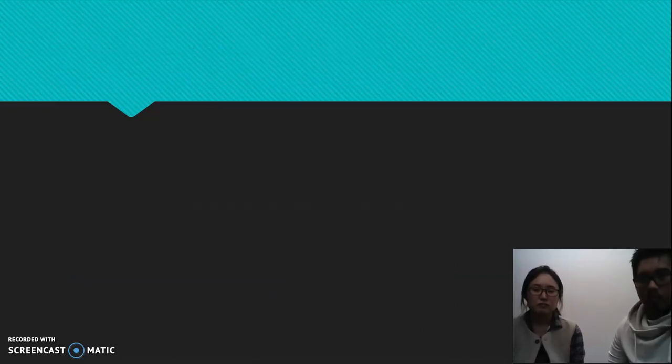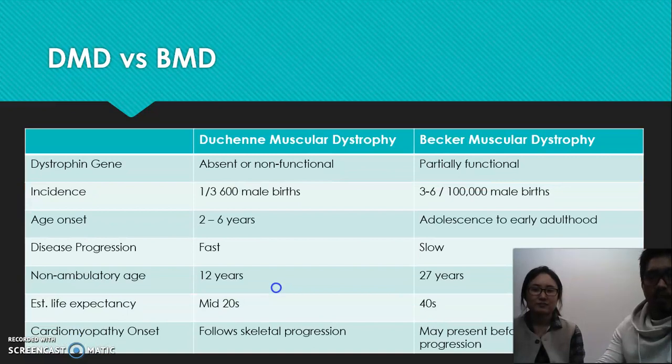All right, so before we proceed, we need to find out what the difference between DMD and BMD is. So we made this nifty table for you guys, so it'll be a lot easier for all of us to compare the differences between Duchenne and Becker muscular dystrophy. So first, with the dystrophin gene, and we'll be talking about that later on, what it does with our muscles. With Duchenne, the dystrophin gene is either absent or non-functional, and with Becker, it's present, but it's not functioning normally.